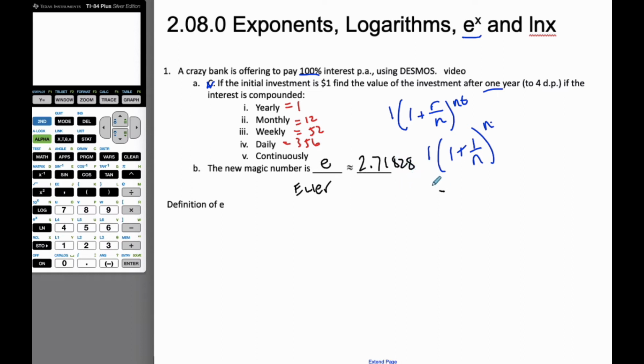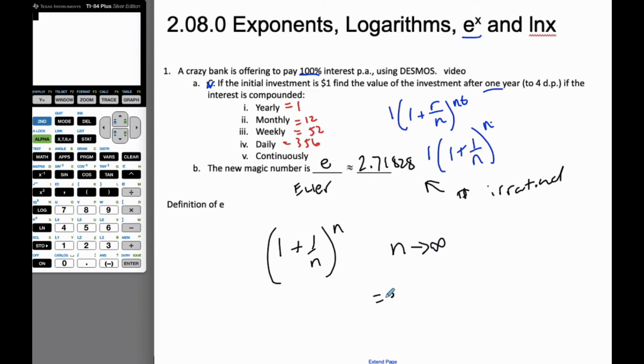It is like pi in the sense that it is an irrational number, and it goes on forever and ever, with infinite decimal places. The definition of e is: if I take 1 plus 1 over n, to the power of n, and I make n go to infinity, that will equal e. This is a famous number. It's used extensively in biology, and anything where there's compounding, it is often seen.